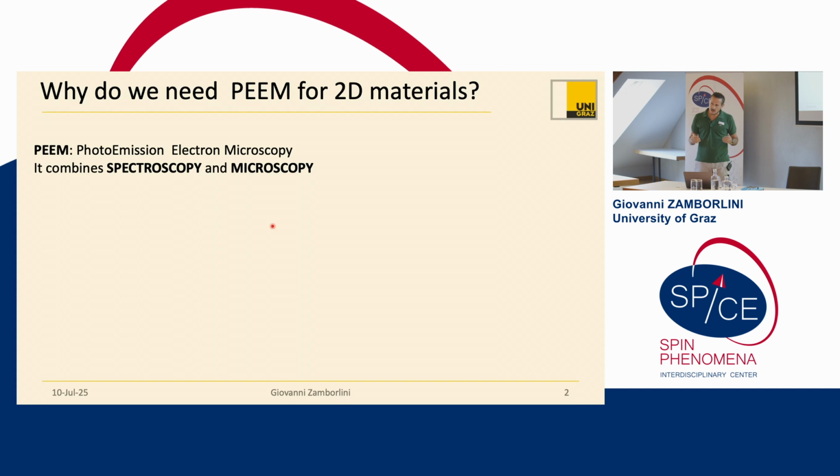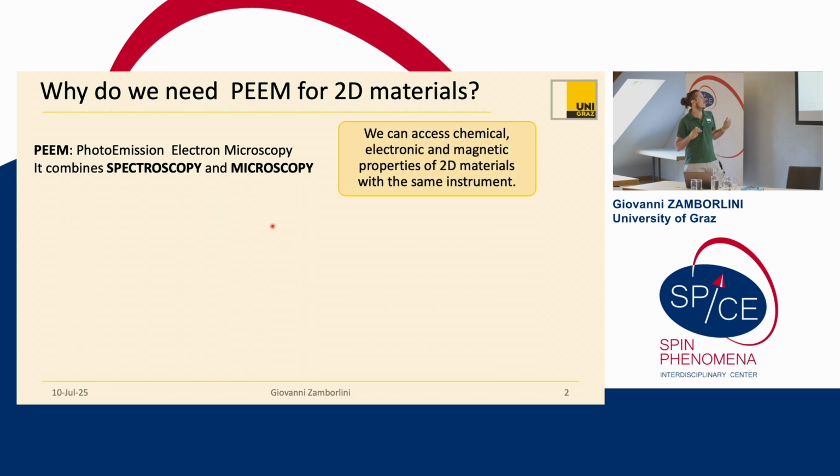Although not all the examples that I will give are 2D material related, I hope that it will be instructive anyway. The advantage of having spectroscopy and microscopy combined together is that we can access at the same time electronic and magnetic properties and also out-of-equilibrium states, and we can do this within the same instrument.